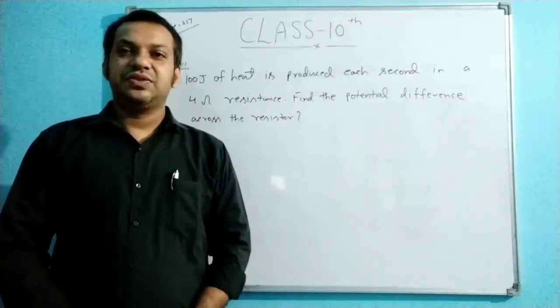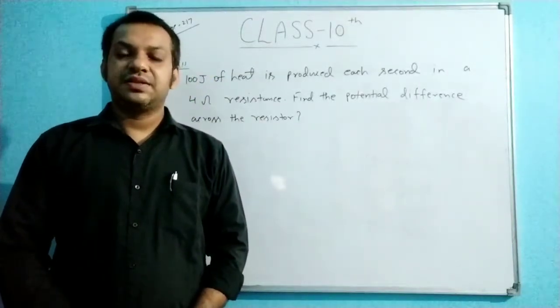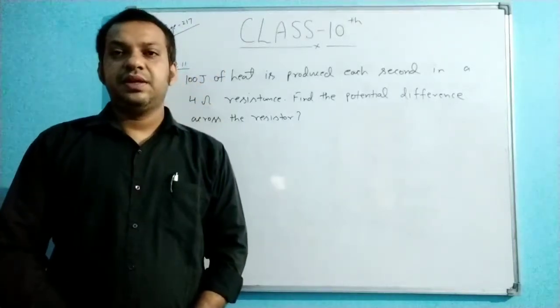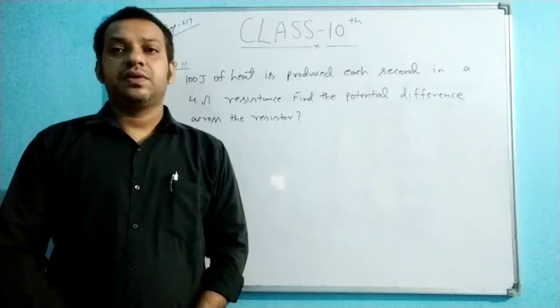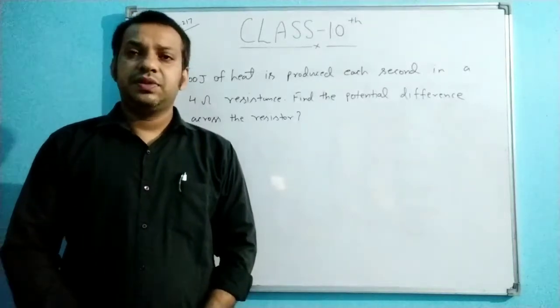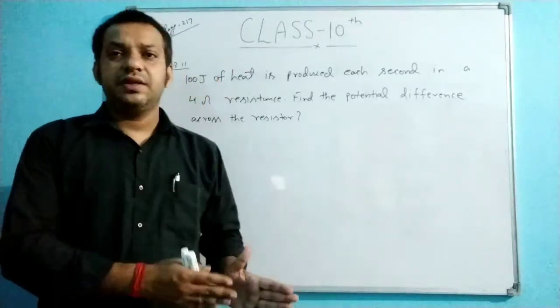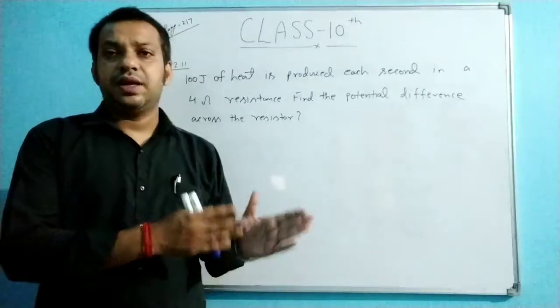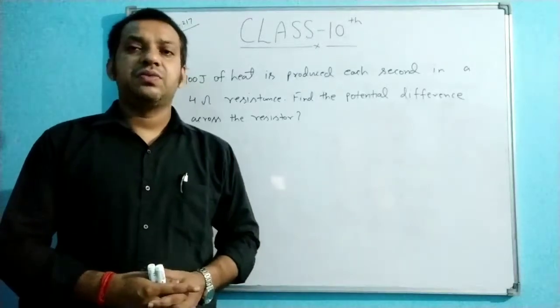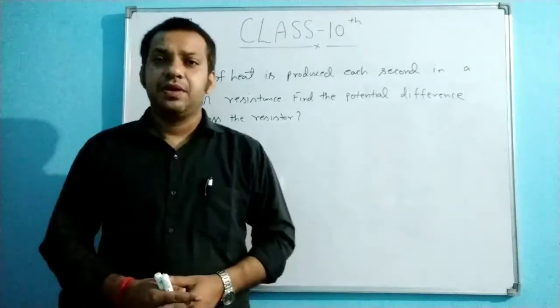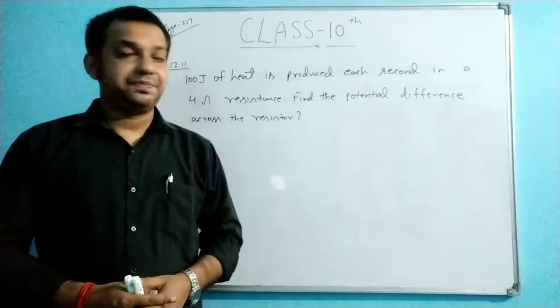Welcome to class. As you know, chapter number 12, Electricity, is running now, and in this chapter we are dealing with the topic heating effect of the electric current, where we have discussed the theory where the outcome of the formula for the heat is H is equal to V into I into T, and I square into R into T, and V square upon R into T. So on the basis of these three formulas, today we are going to discuss numericals.